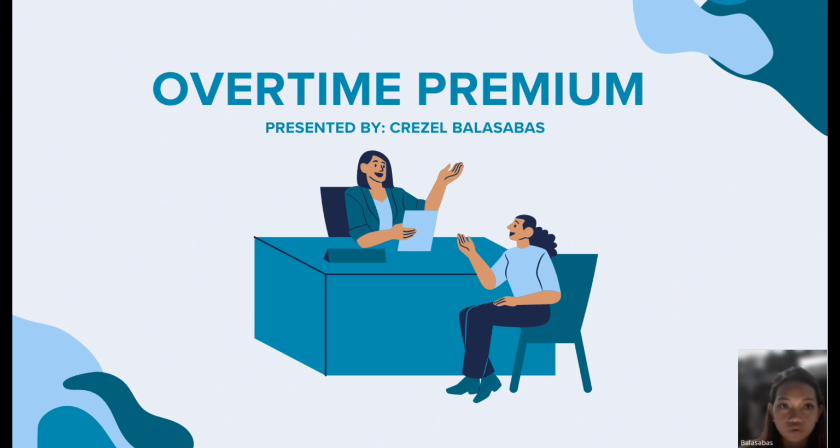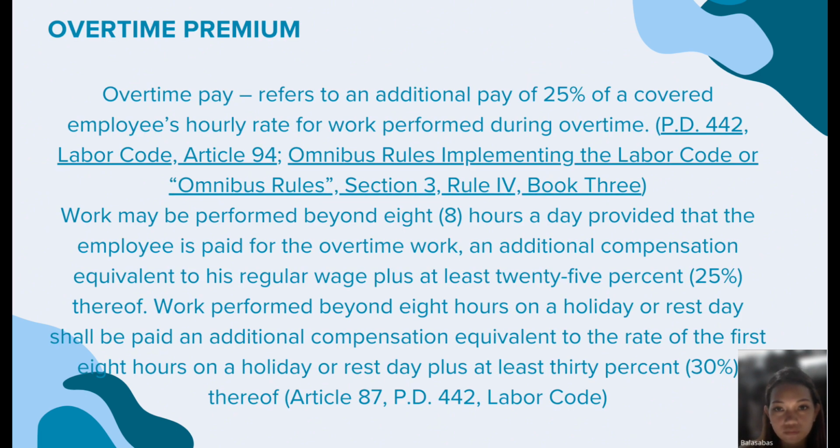Philippines. So, when we say overtime premium pay, its concept is it refers to an additional pay of 25% of a covered employee's hourly rate for work performed during overtime. It is based on the Labor Code Article 94, Section 3.